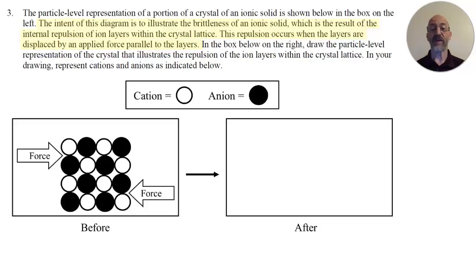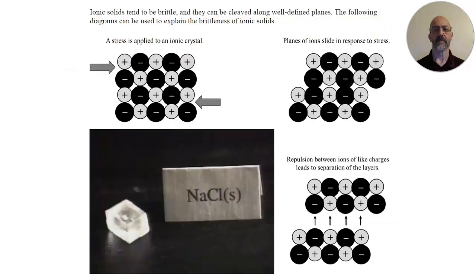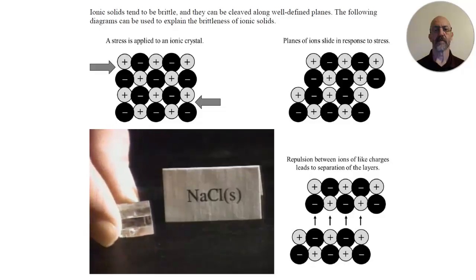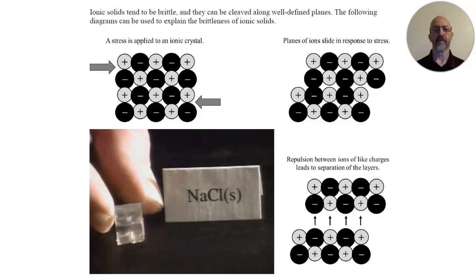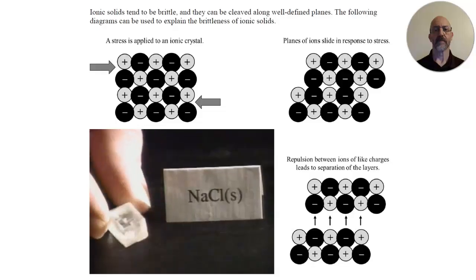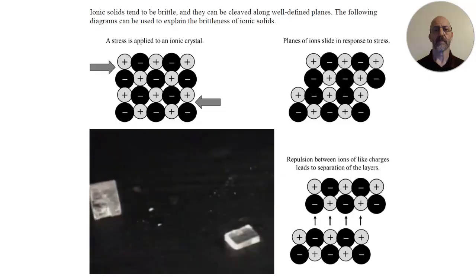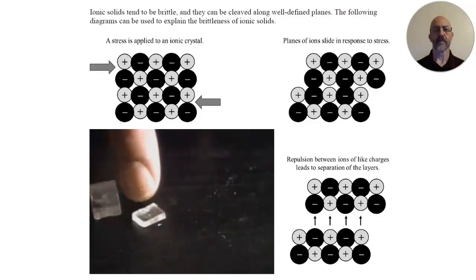Now before I reveal the correct answer to question 3, I'd like to show you a short video involving the brittleness of an ionic solid. Here, a small crystal of solid sodium chloride is shown. It is transparent and has 90-degree angles at the sides. When a knife blade is placed on it parallel to one side and tapped with a hammer, the crystal cleaves into 2 pieces, each with a very clean plain edge.